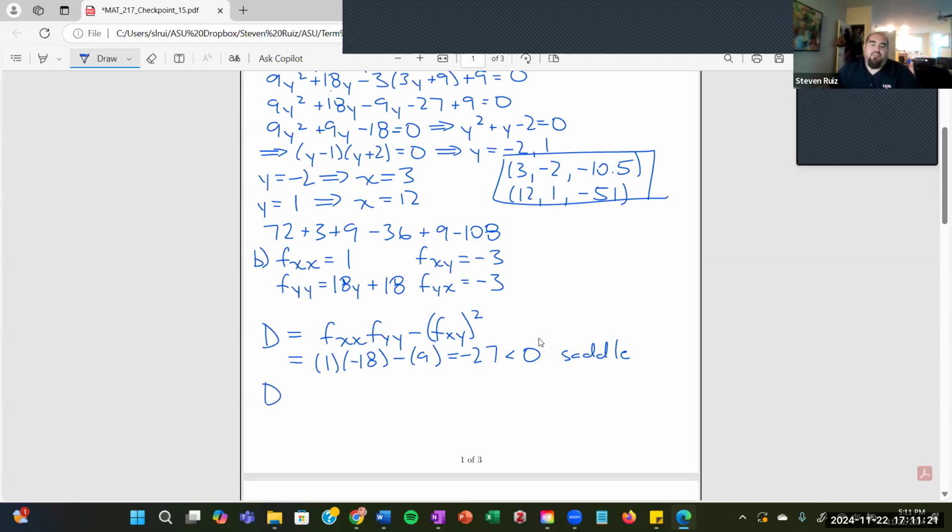Now, what do we have at our other point? At 12, 1, we're going to do the D test again. So fxx for this case is always 1. fyy is the only one that changes. So 18 times 1 plus 18, 36, minus fxy squared, so minus 9, because fxy was a constant -3. So we get 27. So that's a positive number. This is the case where you have to look a little deeper. So when D is positive and fxx is positive, that means you have a local minimum.